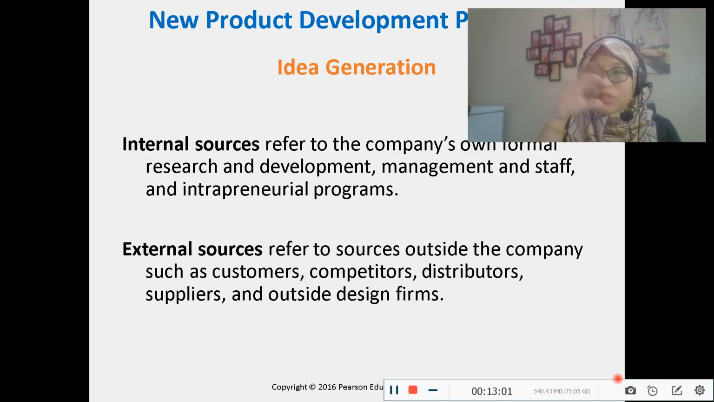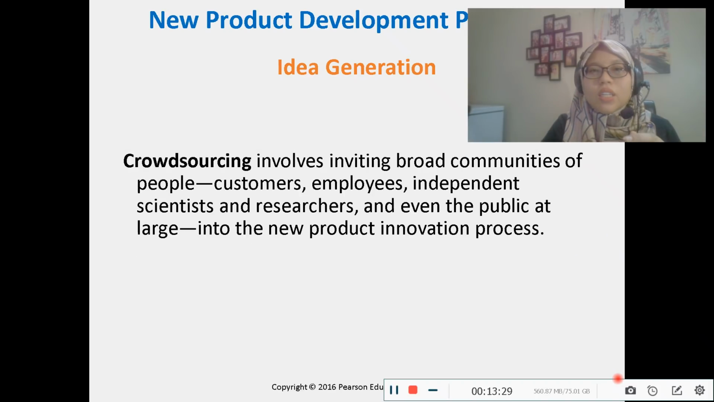So when they give you some advice, this will help you to generate ideas and to develop your own product. So many of the companies, they are actually able to get ideas from the suppliers. So kalau awak tengok dekat sini, customer, competitor, distributor, suppliers or outside design firms, so these are all the excellent sources that you can get the ideas from.